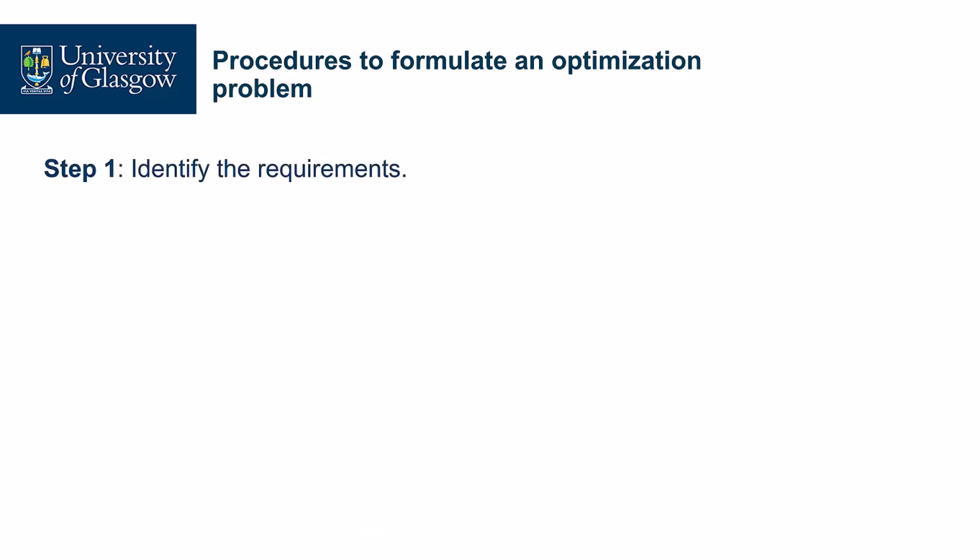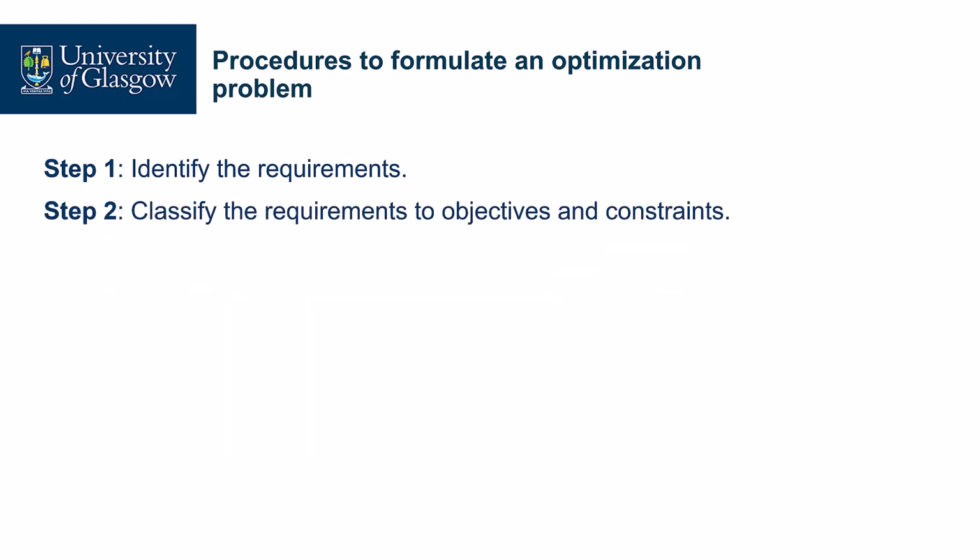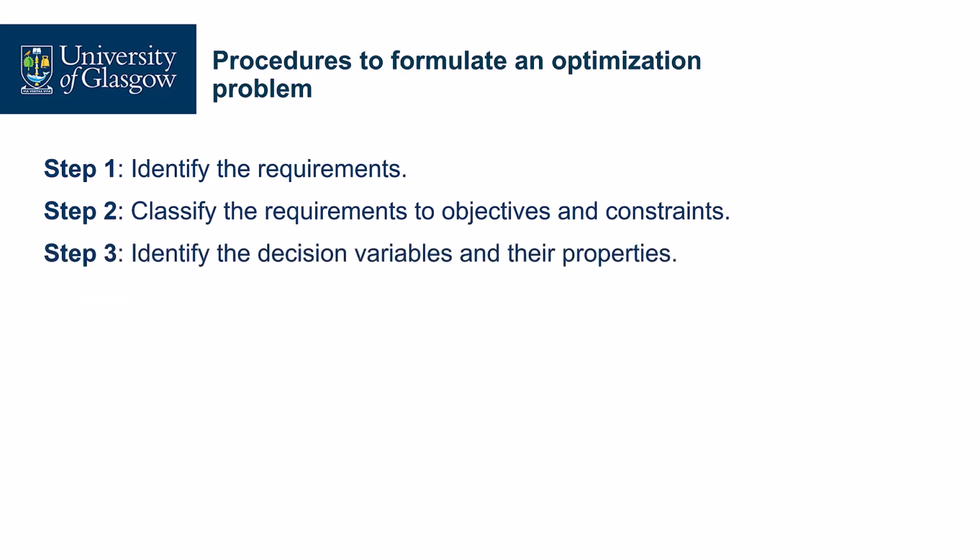Step 1, we need to identify the requirements from the engineering problem. So what are the requirements? Second, knowing this, we try to classify the requirements into objectives and constraints. Then we need to identify the decision variables and their properties. So we know what the problem is, right? What kind of optimization problem it is, after step 1 to step 3.